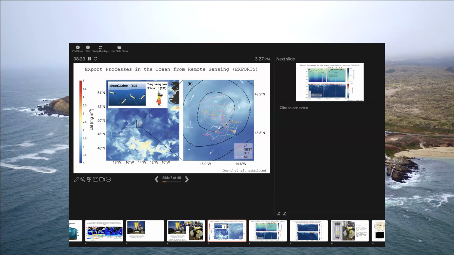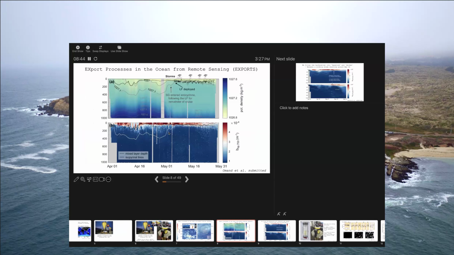So we also had a couple of other platforms out there. NBST and STT are both more traditional styles of sediment traps that were able to then ground truth against our SNOWCam system.